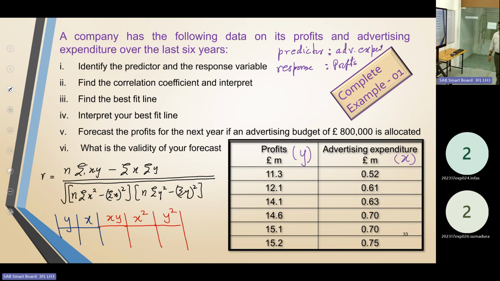Since all these values are given in millions, without rounding off, when you square this, it should go up to 2 decimal places. When you square this, it should go up to 4 decimal places. When you multiply these two, it should go up to 3 decimal places. The numbers will be huge because everything is in millions.